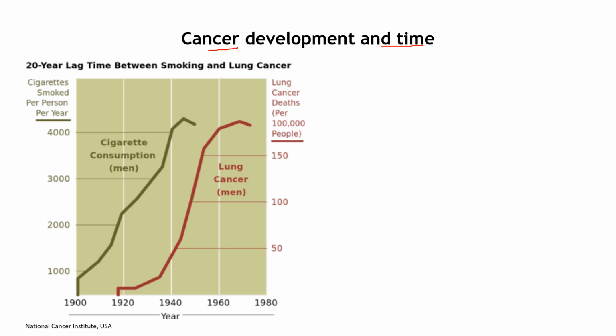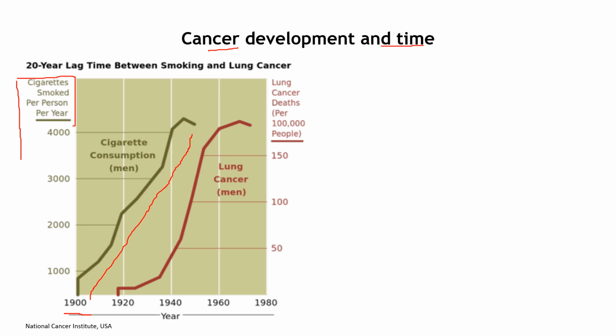Why? I told you multiple times, and sorry for repeating so many times, but instead of having one mutation, generally for most people cancer requires multiple mutations. So here, for example, it took 20 years from when somebody started smoking to later develop cancer. And here you can see in this axis, cigarettes smoked per person per year. So in the 19th century there was a steep increase.